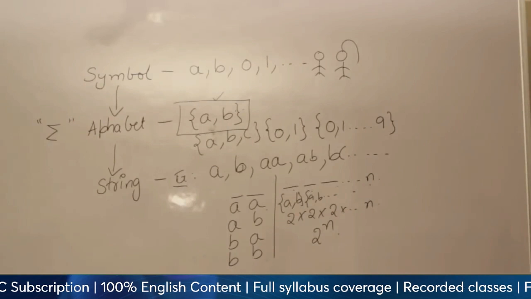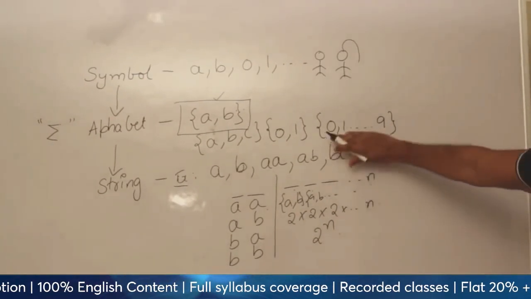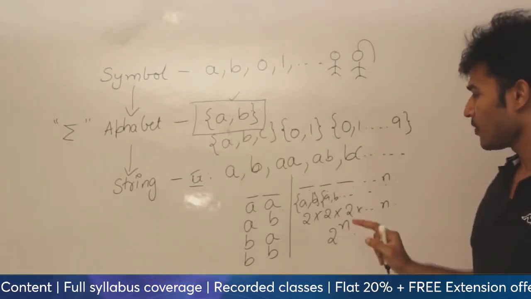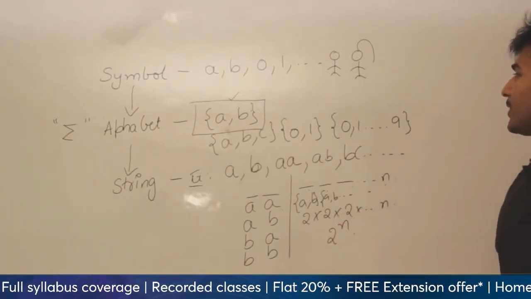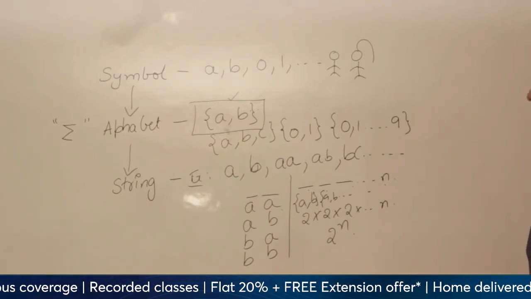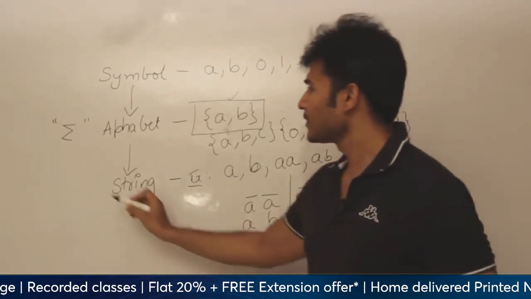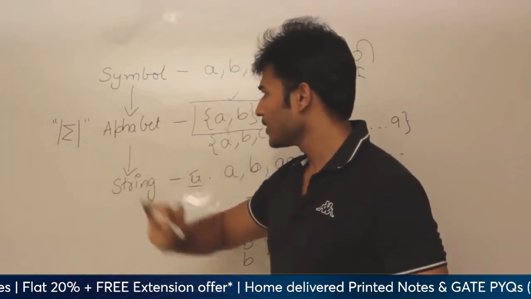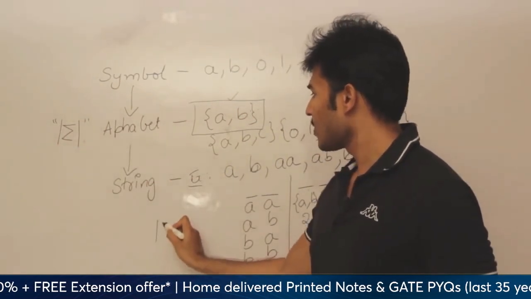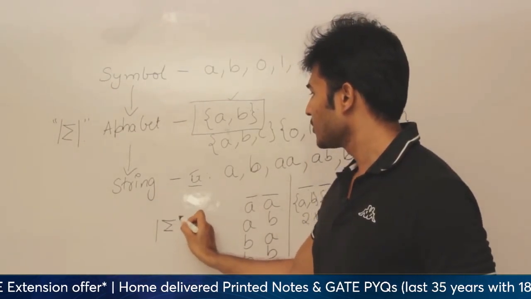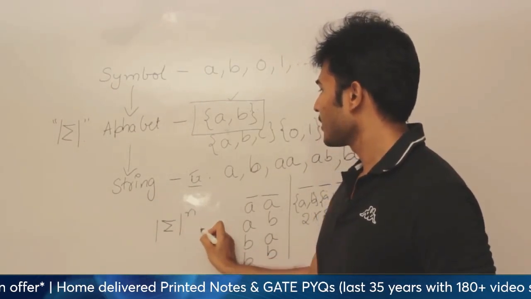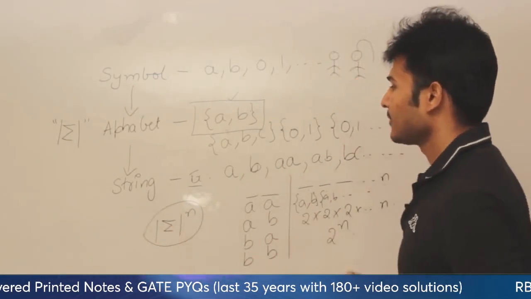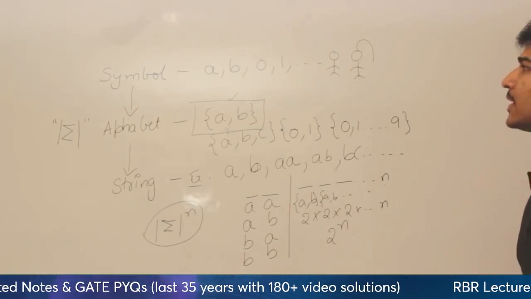So in fact, you can even extend this concept to any alphabet. Since we have only two symbols in this alphabet, we have got 2 power n. So in general, if you have n symbols, or let us say the number of symbols in this sigma is represented by mod sigma, then the number of strings of length n possible over sigma is sigma power n.